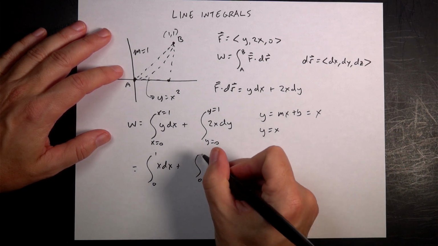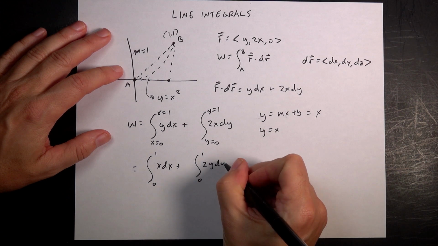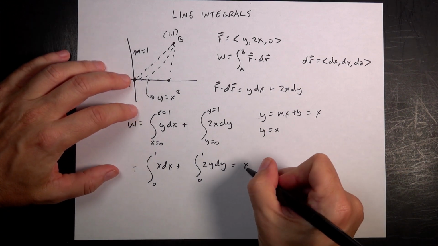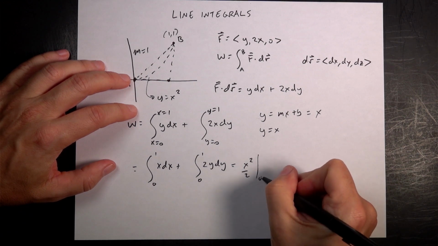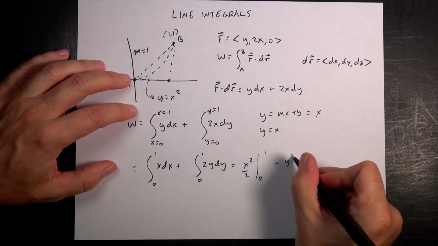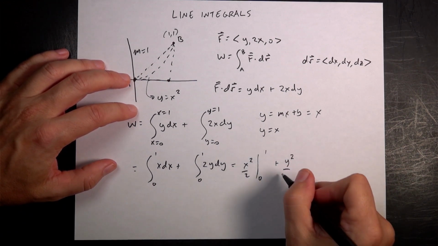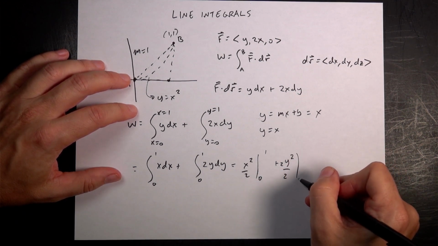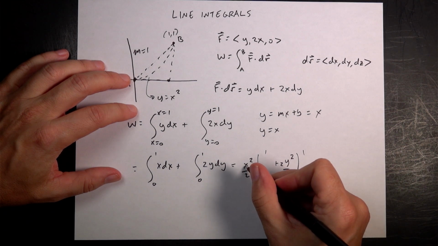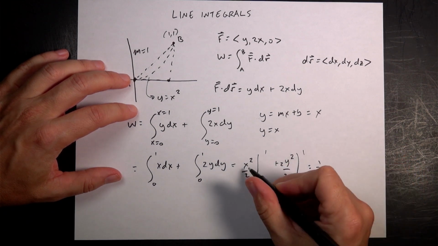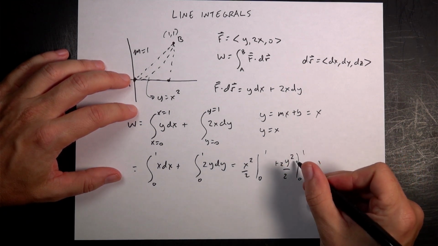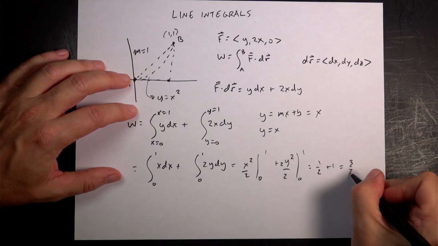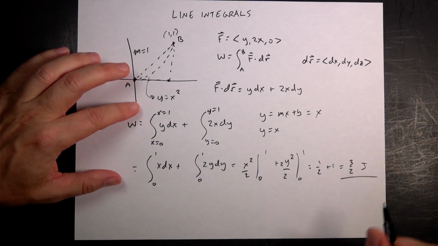So 0 to 1, 2y dy. Now I can integrate both of those. If I integrate this, I get x squared over 2 from 0 to 1, plus, excuse me, 2y squared over 2 from 0 to 1. This is going to give me 1/2 minus 0, and this is going to give me 1 minus 0, so plus 1. So I get 3/2 joules.